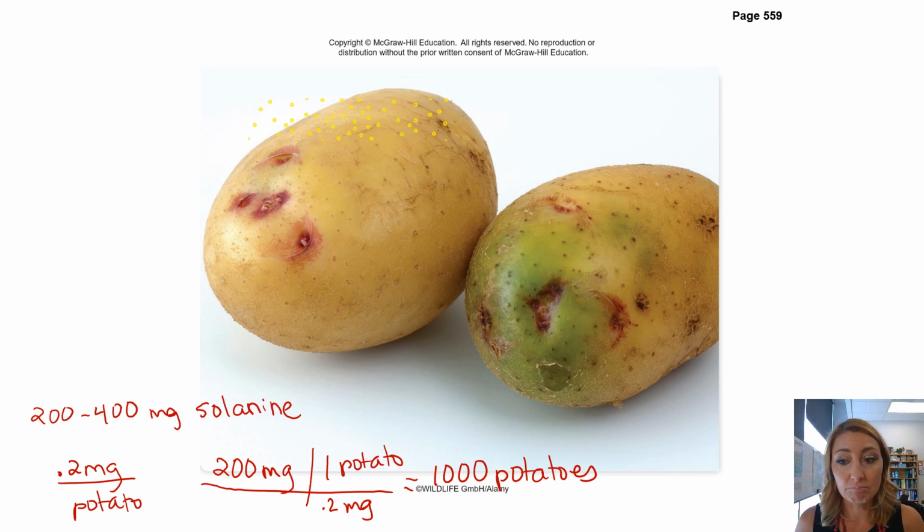Nobody's going to do that. It's not a good way to kill people. And who would have thought you'd be sitting at home listening to this lecture while we calculated how many potatoes you need to eat to die? Funny how life is.